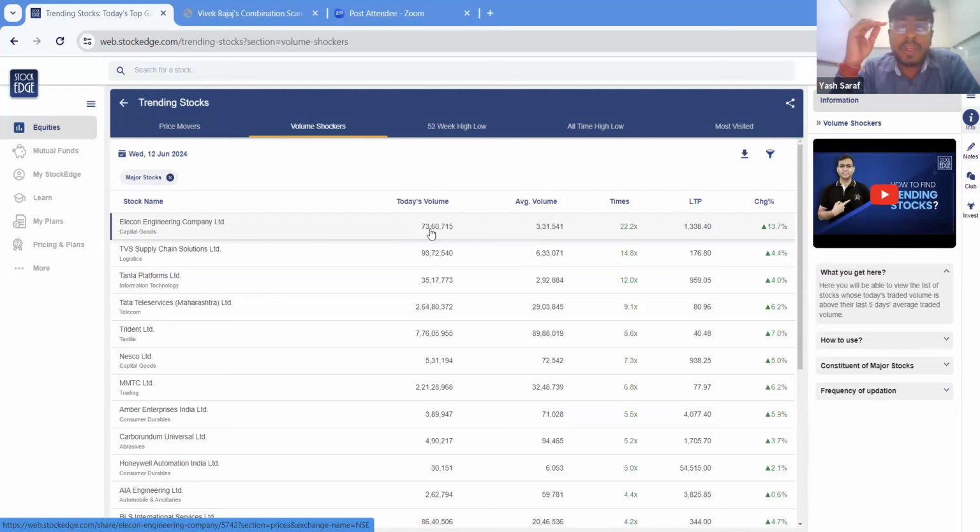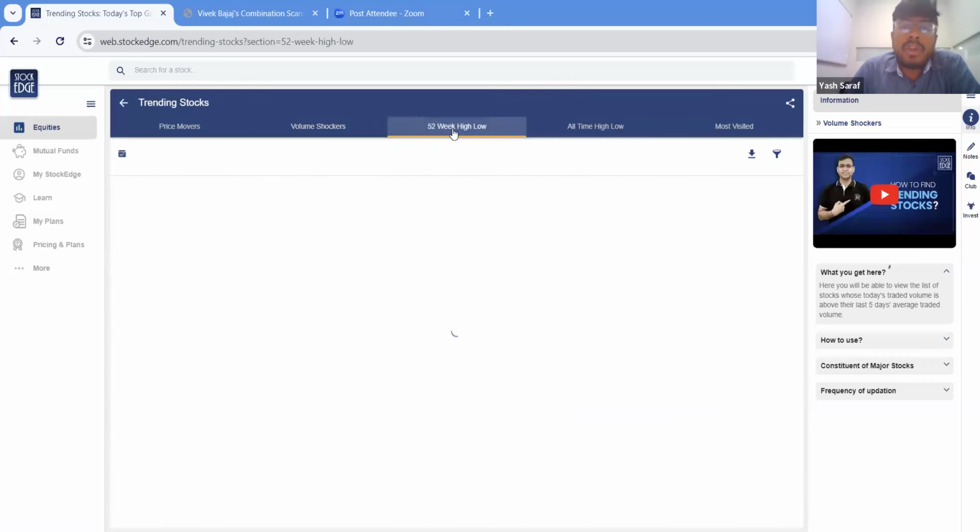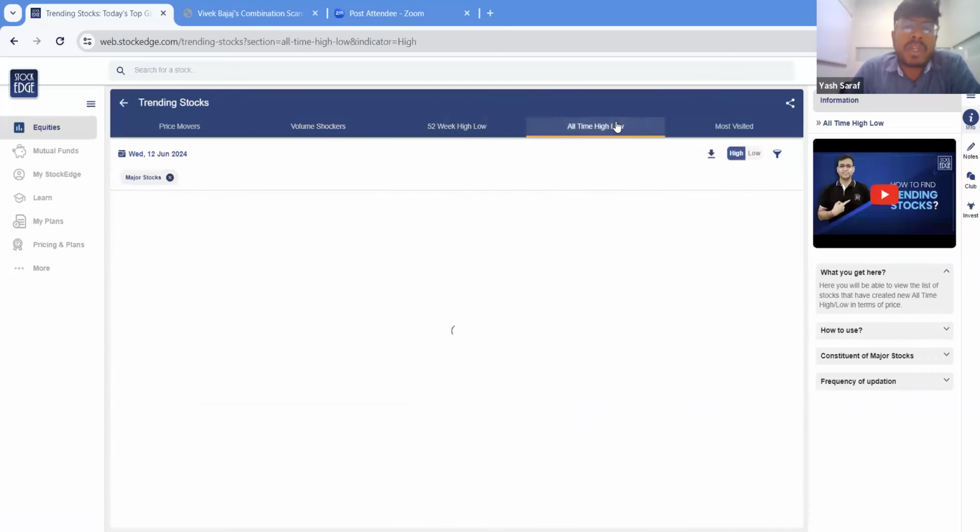So volume shockers is a very important and very useful section for intraday traders out there. And you can also find out stocks which are gaining huge momentum and huge volume on the intraday itself. And if you see the prices are also rising with the volume itself, then there might be some event or something like that happening in the respective stock. Maybe it is giving an all-time high or 52-week high breakout or whatsoever it is. So to confirm that also, you can come to the 52-week high low or all-time high low section.